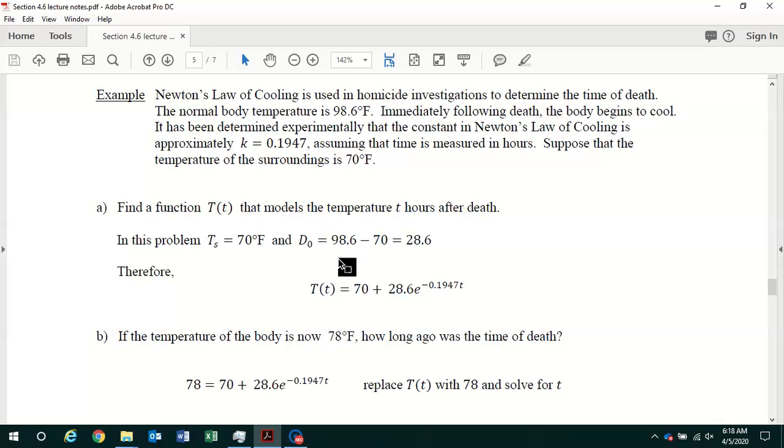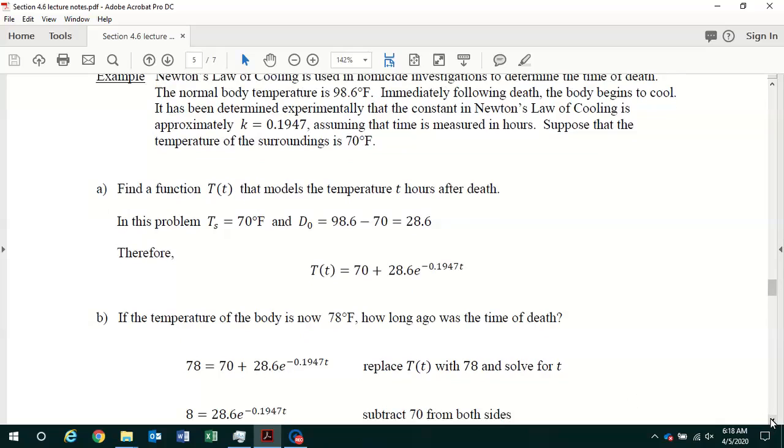You've got to think in terms that when the deceased died, the body was 98.6 degrees, and then the surrounding air temperature is 70, and so that difference is 28.6 degrees. So substituting for T sub s, D0, and K into the function for Newton's law of cooling, we have the temperature capital T at time little t is equal to 70 plus 28.6 times e to the minus 0.1947 little t power. So this is our model for these homicide investigations, estimating the time of death.